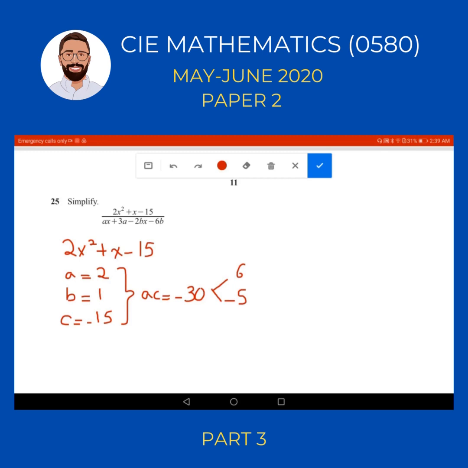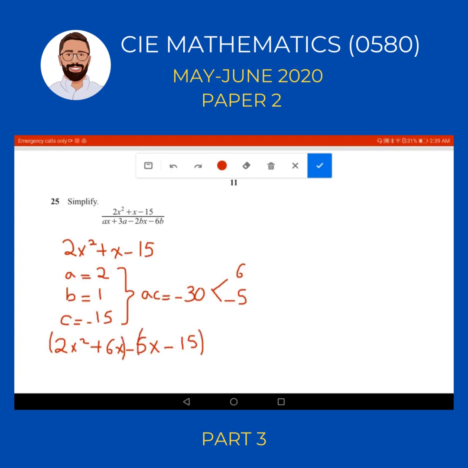So let's rewrite the expression using the two factors. So it becomes 2x squared. So instead of x, I'm going to write it as 6x minus 5x, because 6x minus 5x is x. So instead of x, I wrote x in terms of the two factors, minus 15. Now, this is an expression of 4 terms. And whenever you have an expression of 4 terms, then you need to use the grouping method. So I need to group the first 2 terms and the second 2 terms.